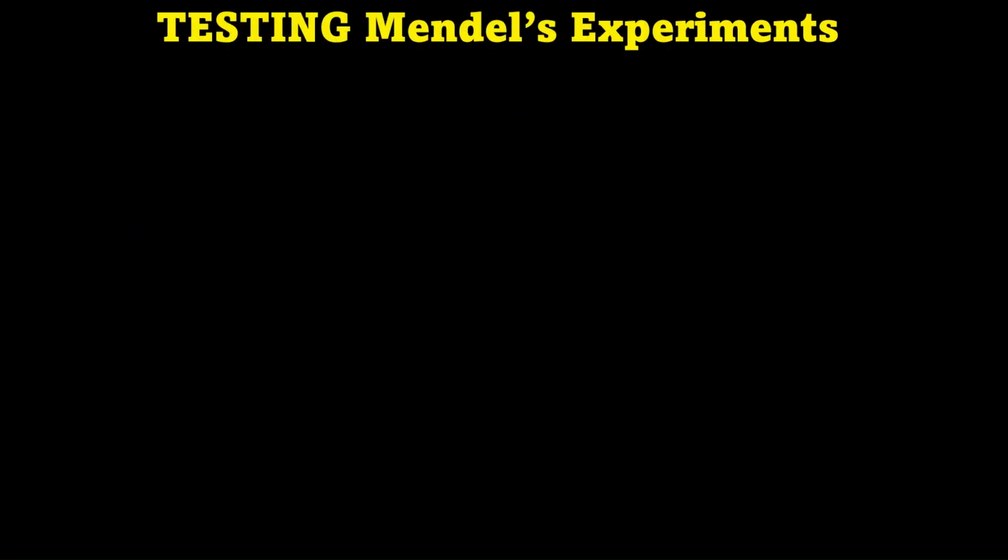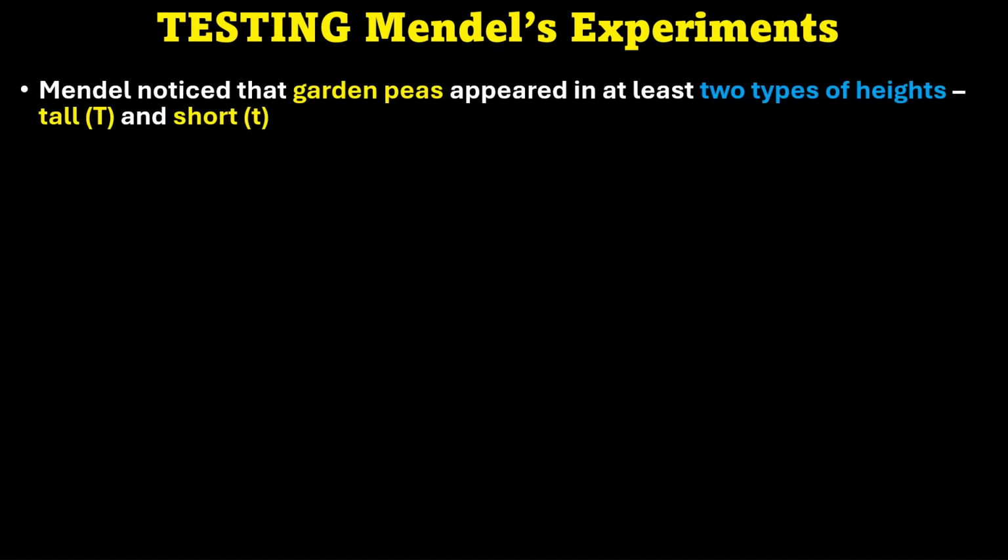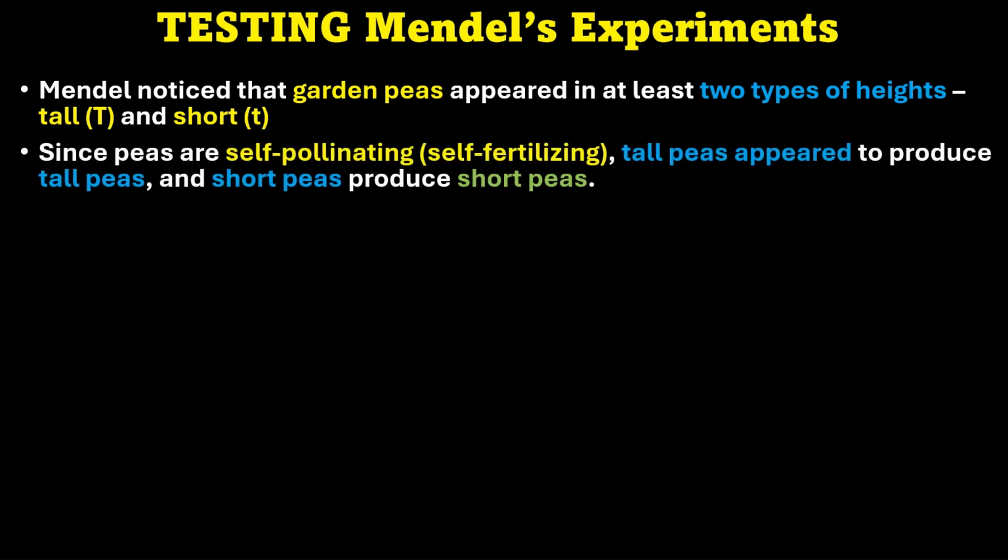Now, we are going to test Mendel's experiment. So, from the experiment he did, he observed that garden peas appeared in at least two types of heights. We have tall and short. And since peas are self-pollinating, that is self-fertilizing, tall peas appear to produce tall plants, and short peas produce short peas.